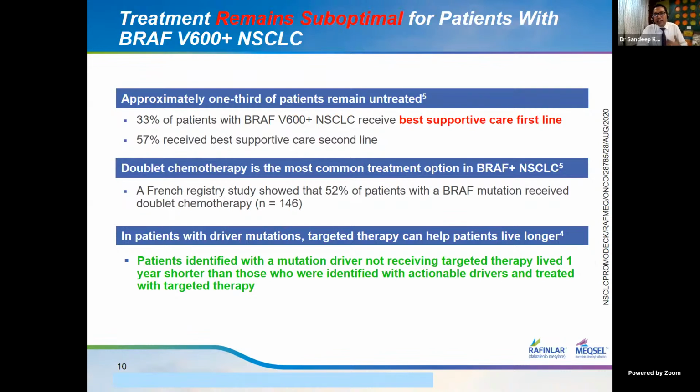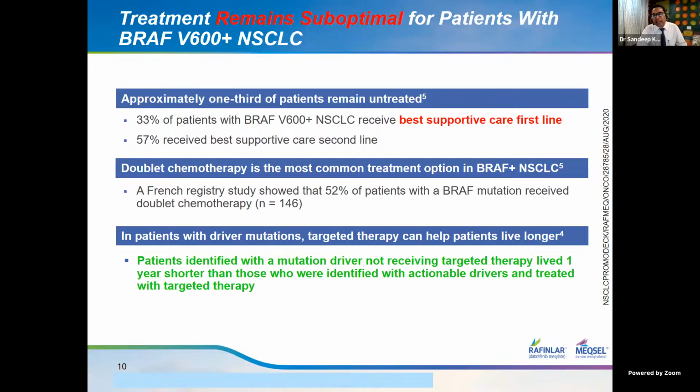So that is why this remains an area of challenge, an area of exploration. Why? Because 1/3 of the patients will remain untreated. You can see from the research papers that around 1/3 of the patients will receive best supportive care in the first line. 60% of the patients will receive BSC in the second line. So overall, apart from the platinum-based doublet therapy, we did not have any other treatment options.